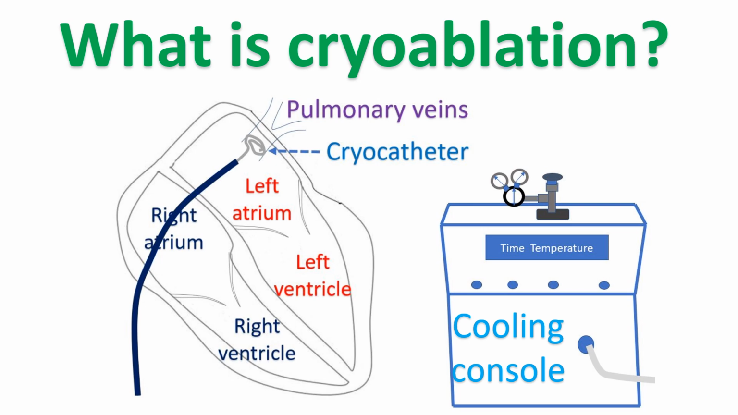Cryoablation is a method used to treat heart rhythm disorders by freezing the abnormal region using a cryoprobe at the tip of the cryocatheter. While radiofrequency ablation (RF ablation) removes an abnormal region or pathway by heating up the cells, cryoablation does the same by cooling the cells to sub-zero temperature.